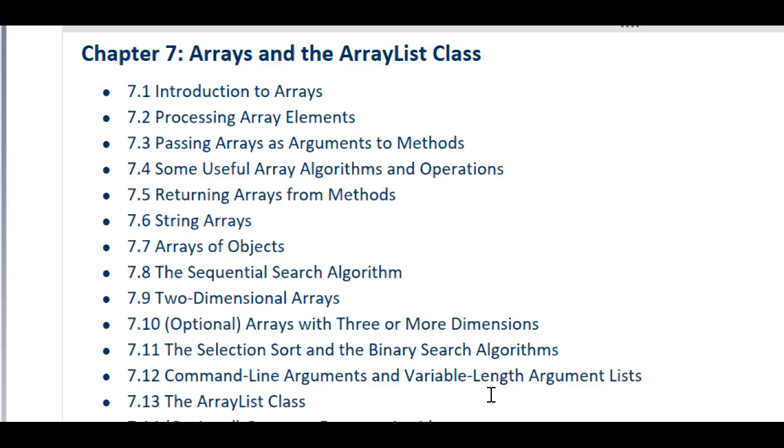7.12, we'll take a look at how to use the command line to read in arguments. And in 7.13, we'll check out a class that is super useful for dealing with related items in the array. And then 7.14 are common errors to avoid. That's just going to be optional as well.